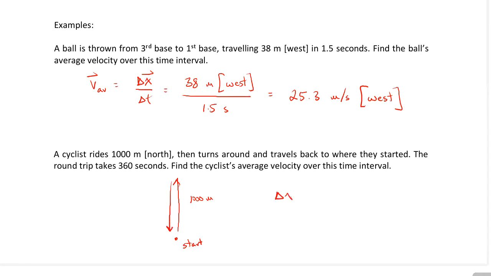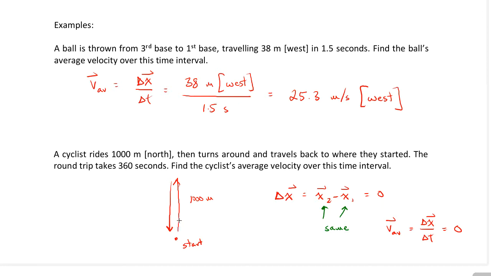Now remember that their displacement is their final position minus their initial position. And in this case, these two are exactly the same. And so their displacement is equal to 0. And therefore, their average velocity, which is their displacement divided by the time in which that displacement happened, is also equal to 0. So here's an example where average velocity can be very different from average speed. So just keep that in mind.